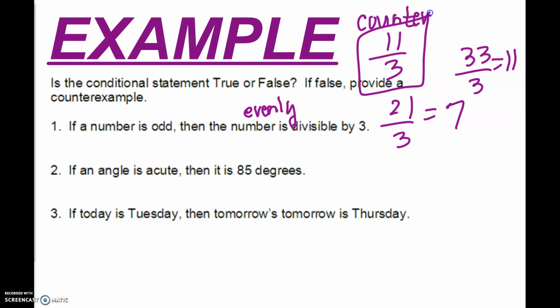So a counterexample is an example we can give that will prove something false, and you only need one in order to make the statement false. Second example: if an angle is acute, then it is 85 degrees. Well, let's see here. Could I have a 25-degree angle? Is a 25-degree angle acute? So that would be your counterexample. If today is Tuesday, then tomorrow's tomorrow is Thursday. So tomorrow, Wednesday's tomorrow is Thursday. So this one is true.